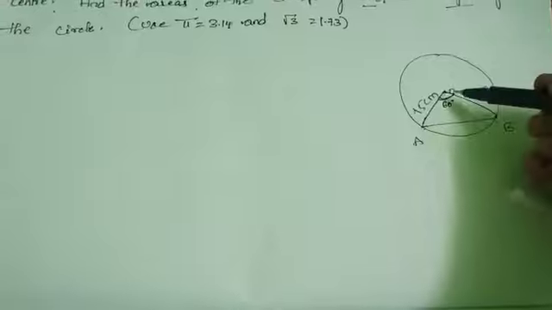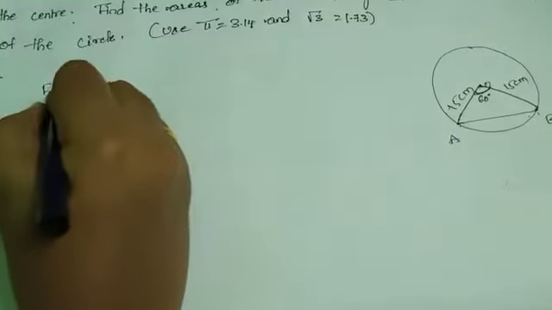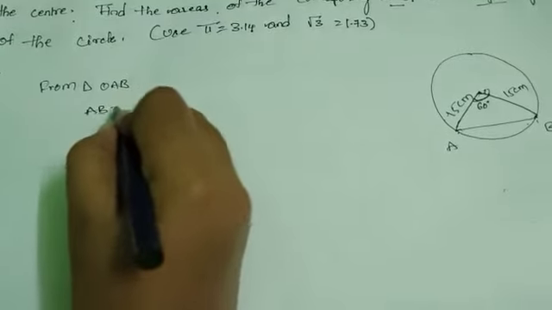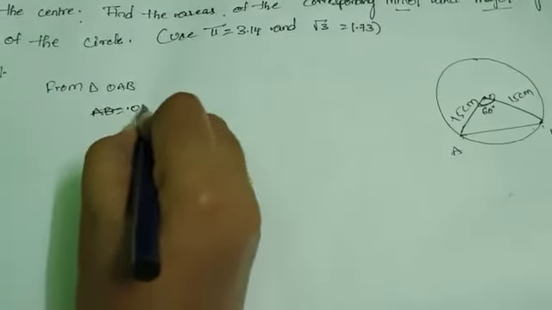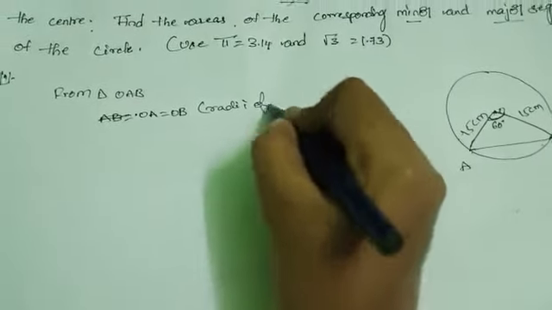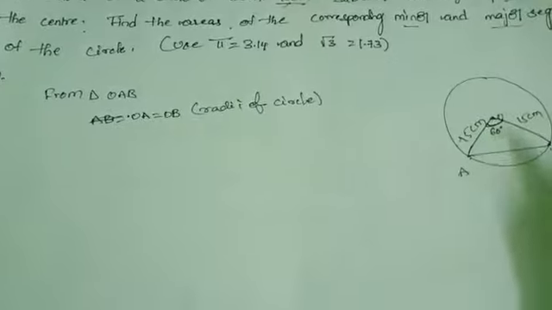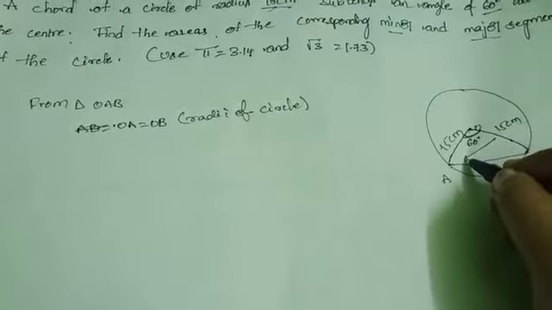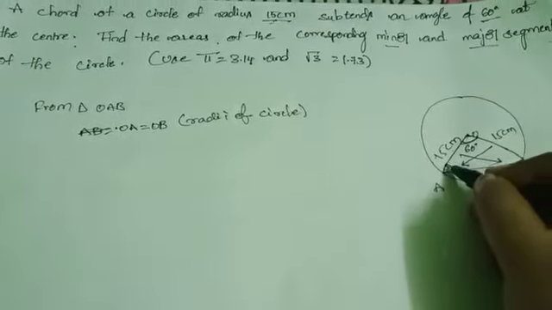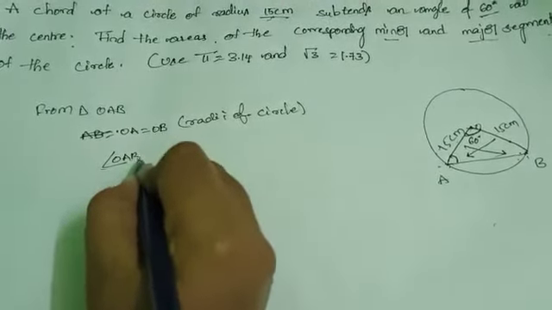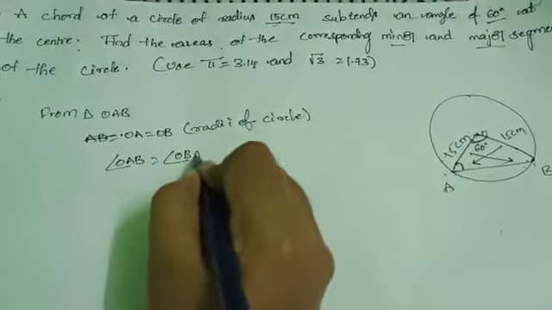See this diagram. Here OAB is a triangle. From triangle OAB, OA equals OB, the reason being they are radii of the circle. In a triangle, if two sides are equal, then the angles opposite to equal sides are also equal. So angle OAB equals angle OBA.